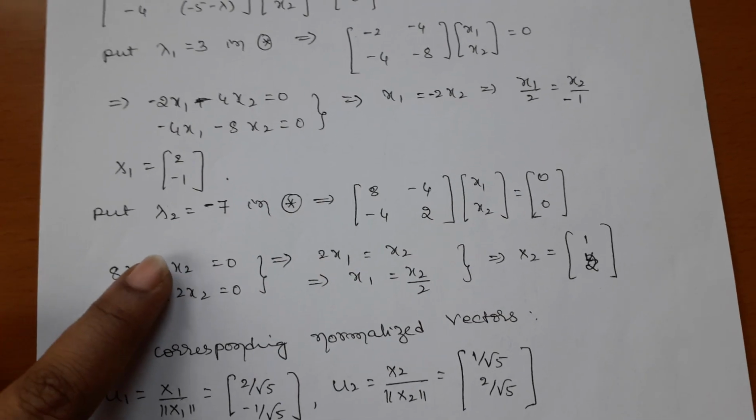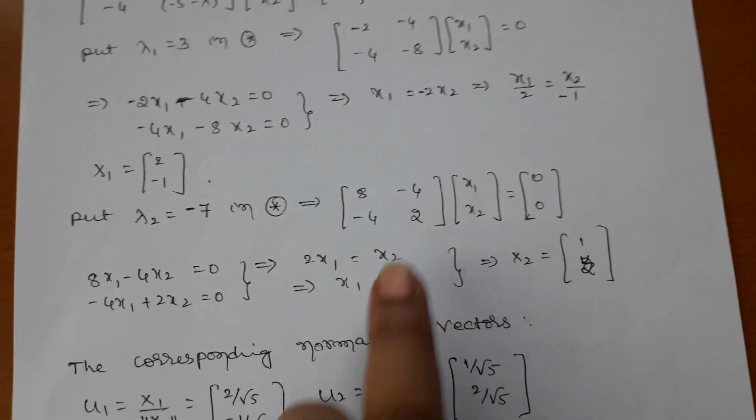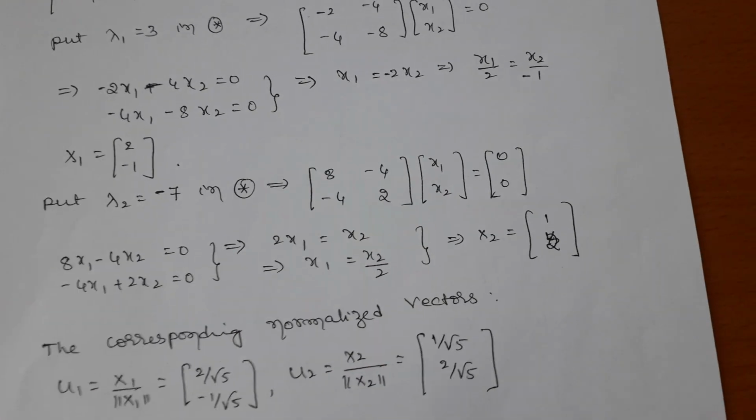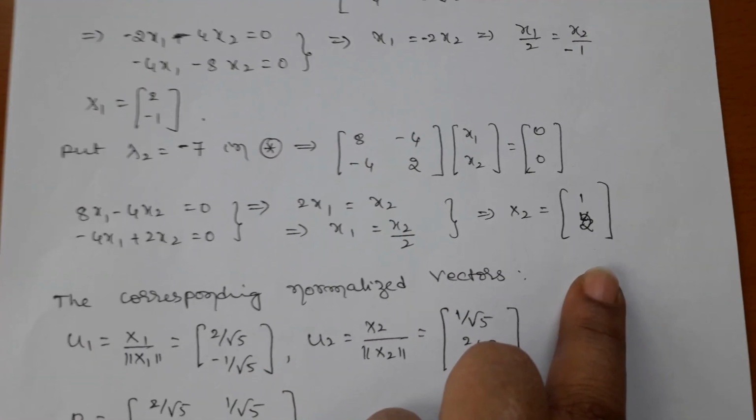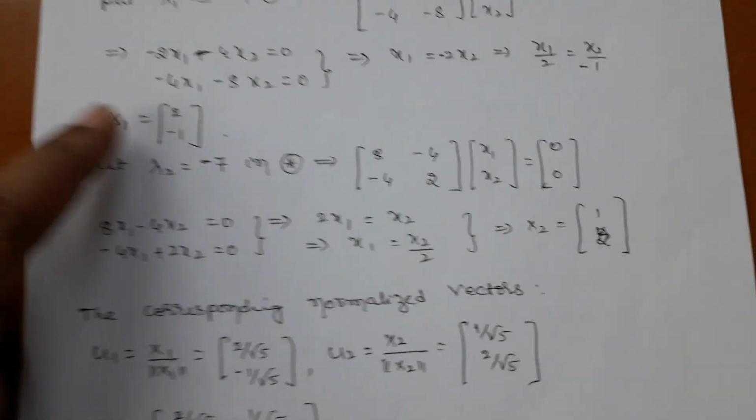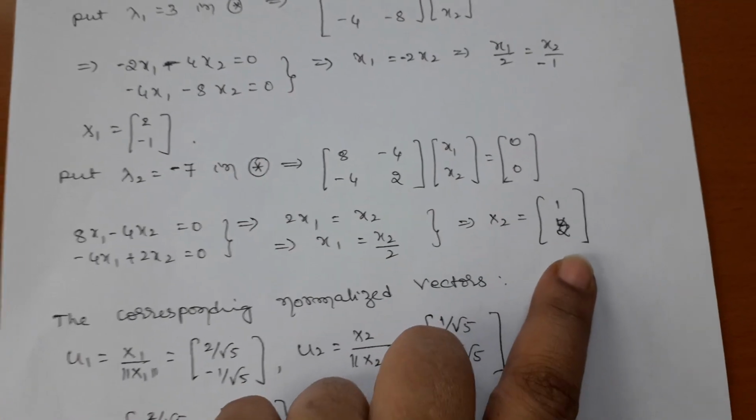Now lambda 2 is equal to minus 7. You find the other eigenvector. You substitute and simplify that. Finally, we get the other eigenvector, 1, 2. One of the eigenvectors is 2, minus 1 and the other one is 1, 2.